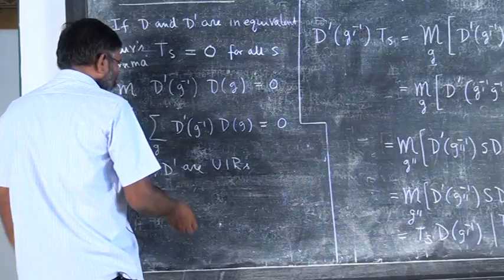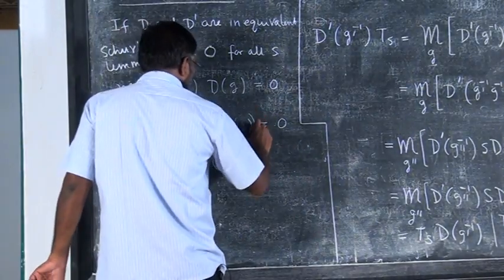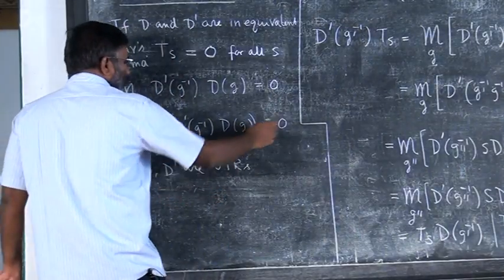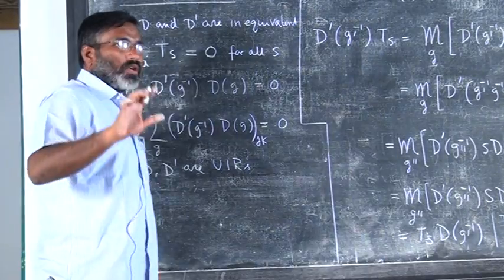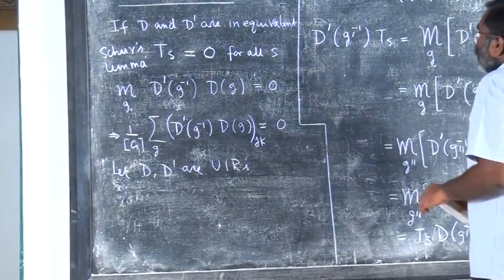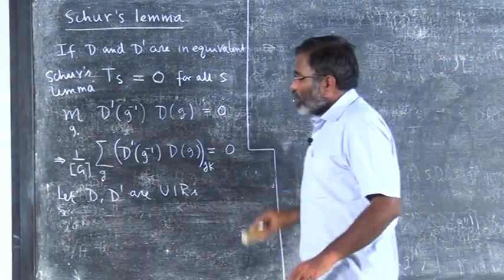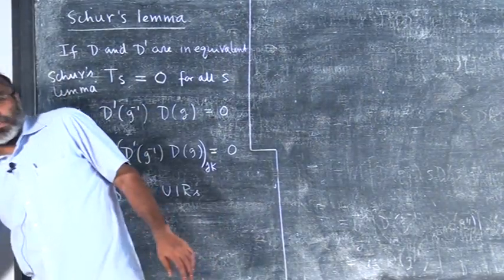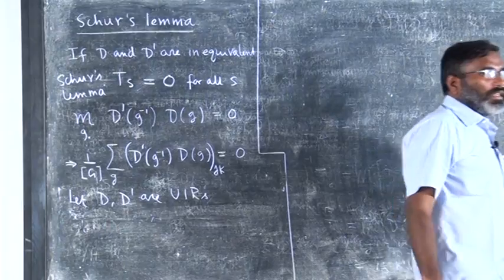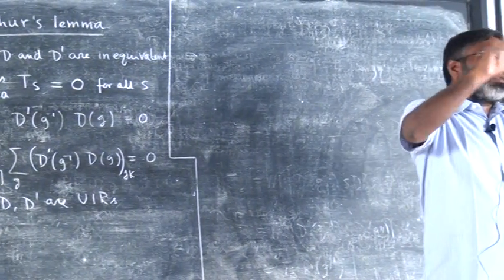Okay, so what essentially I am trying to tell you is that if I take any jk element over this group, that will be equal to 0. So it will be a 0 matrix on the right hand side. Okay. Now what happens if they are equivalent? What can we say about Ts if they are equivalent? Let's say D is equivalent, D is same as D prime.